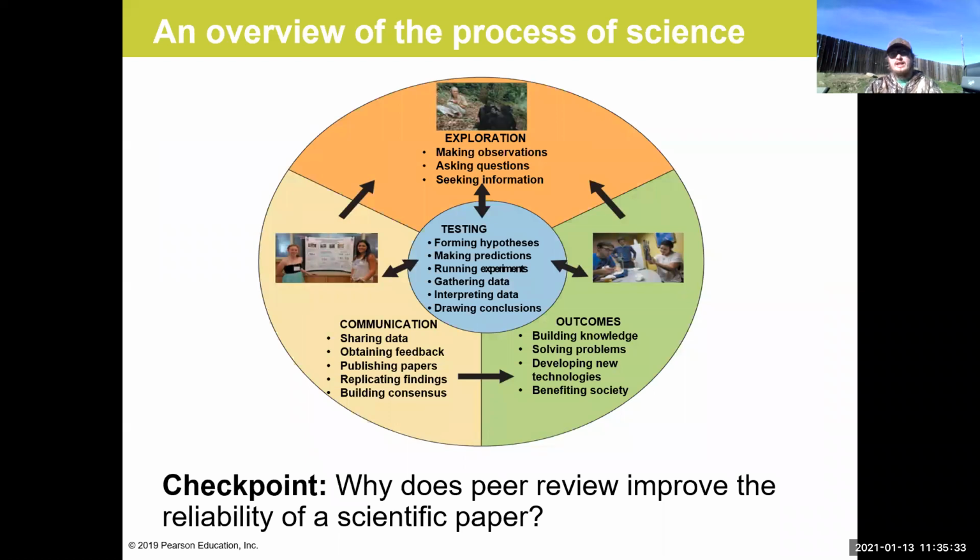And so here's just a summary of that scientific process. So you have exploration, you have testing, you have outcomes of that testing. You can communicate those outcomes, and then that could lead to more exploration, or it could also lead to more testing. And so these are interconnected, interacting parts of the scientific process overall.